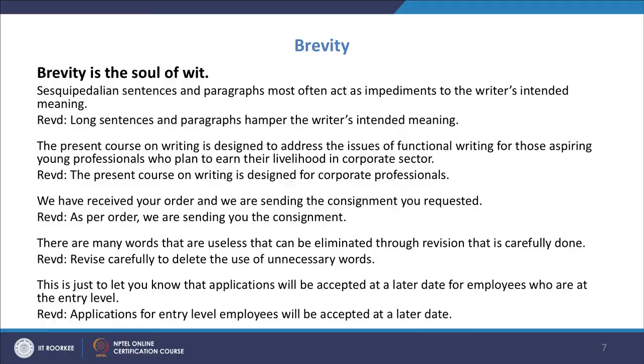Here are some examples. I have not only provided some examples, but I am trying to show you how long sentences can be made effective by making them short without any loss of meaning. Look at the first sentence. Sesquipedalian sentences and paragraphs most often act as impediments to the writer's intended meaning. You will find this sentence is not only long, but the choice of words also is very difficult, very complicated. Language is a game of complexities and complications, but language is also a game of creating ease and satisfaction. All you can do is revise it and write the sentence without any loss of meaning by saying, long sentences and paragraphs hamper the writer's intended meaning. If you write like this, my dear friend, nobody will say that your writing is difficult. Everyone will feel better with this sort of writing.